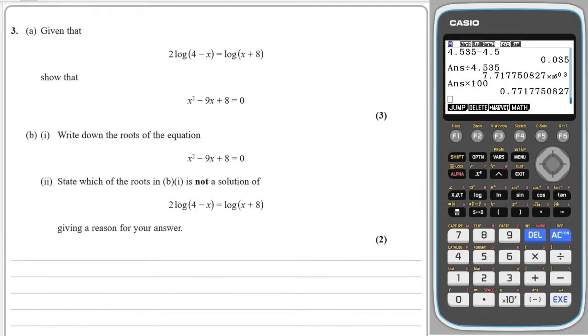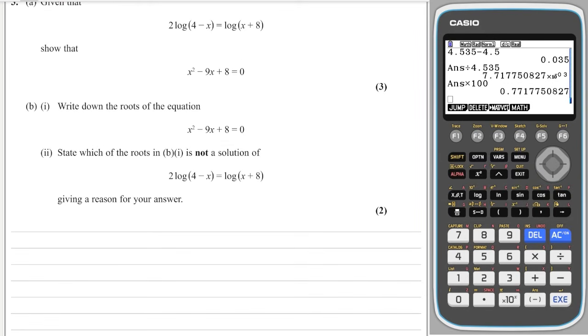Okay, question 3, we've got that 2 log(4 minus x) is equal to log(x plus 8), and it says show that we get a quadratic from that. Okay, so we need to use our log rules here. This 2 coefficient can be raised over here and become the power of the input of the logarithm. So I could write that log((4 minus x) squared) is equal to log(x plus 8).